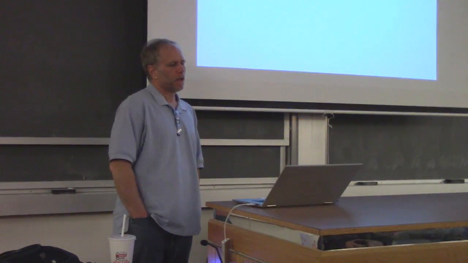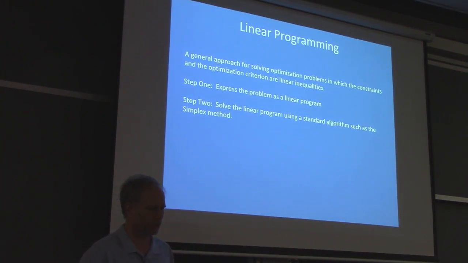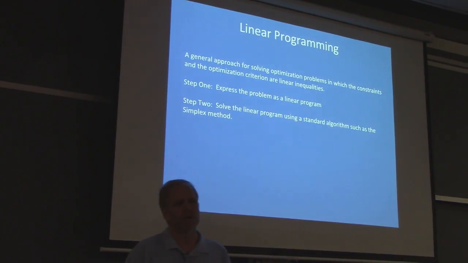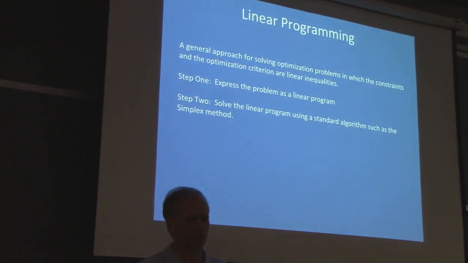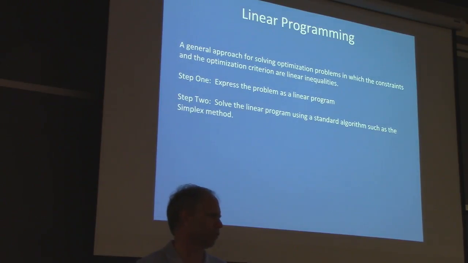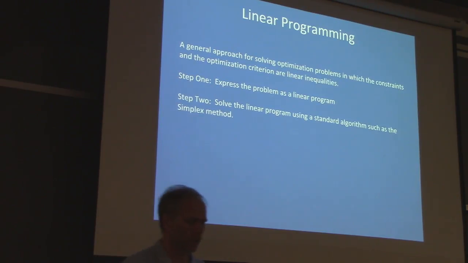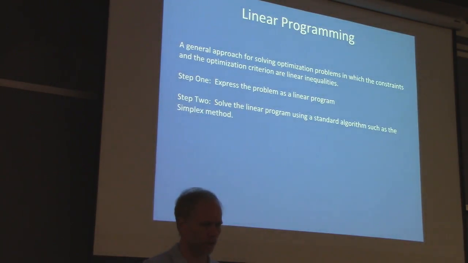Linear programming. At first glance, it looks pretty restricted. It's a general approach where you can solve optimization problems in which the constraints and the optimization criterion are linear inequalities. I'll show you what that means in a second. We'll be learning how to express problems as linear programs, and then we will just feed our linear programs into a standard algorithm and get the solution. We won't spend much time learning how that standard algorithm works, so it's a little different from other topics we've looked at. We're just going to use a canned program to solve our linear programs.